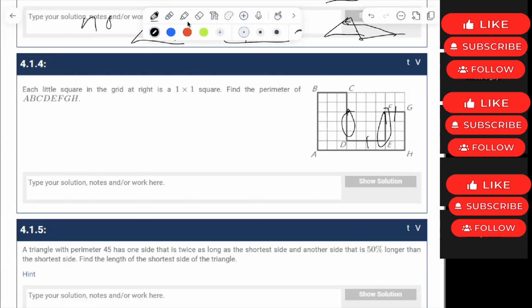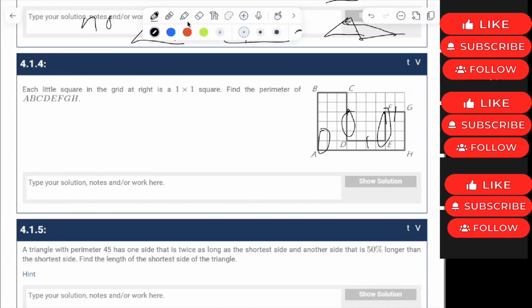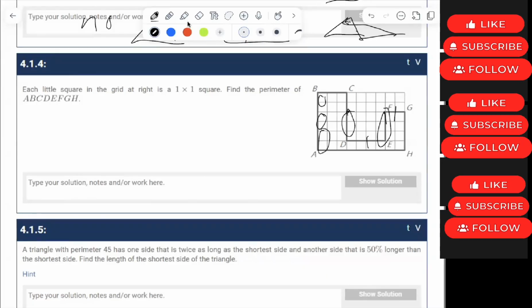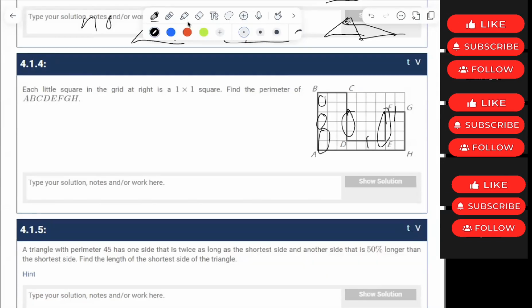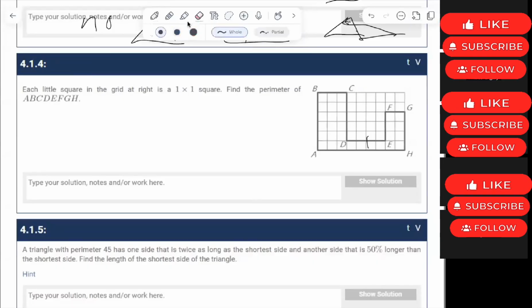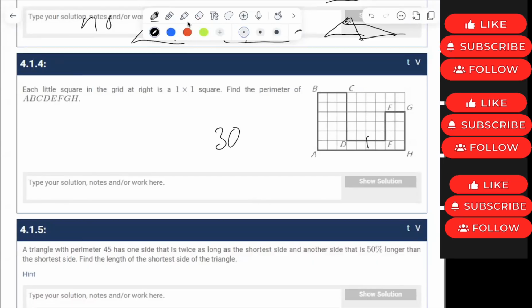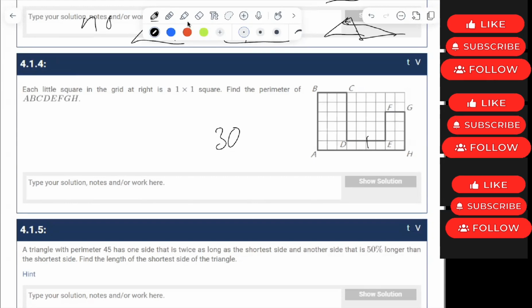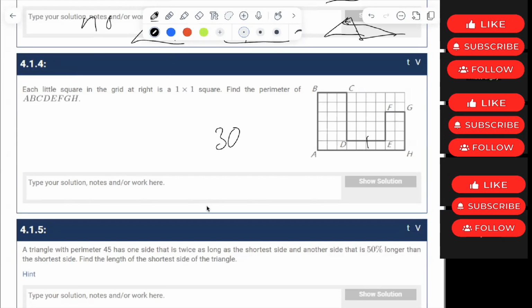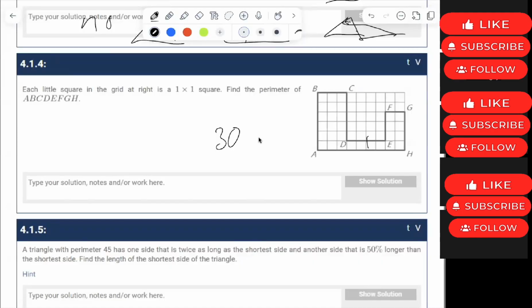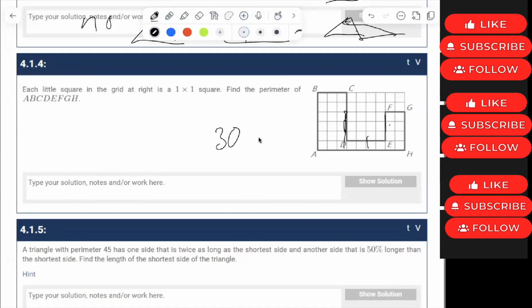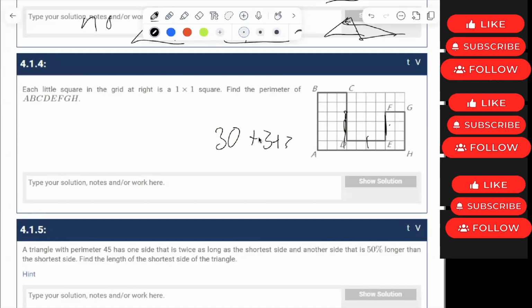And what's the perimeter of that? That's 1, 2, 3, 4, 5, 6. And the side length is going to be 9. So it'll be 6 by 9, or 30. And from here, afterwards, we have these three extras, right? Add this up, that's 36.